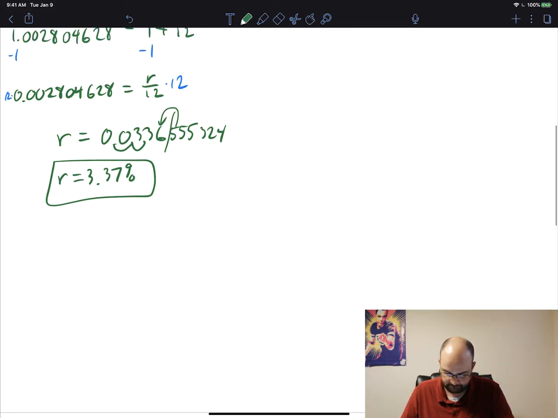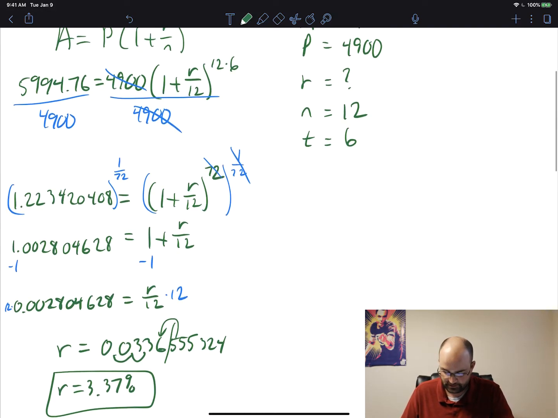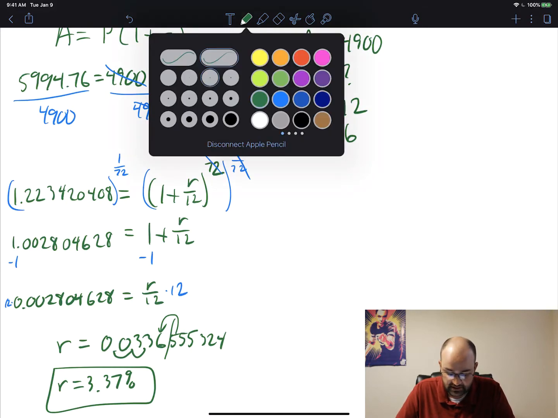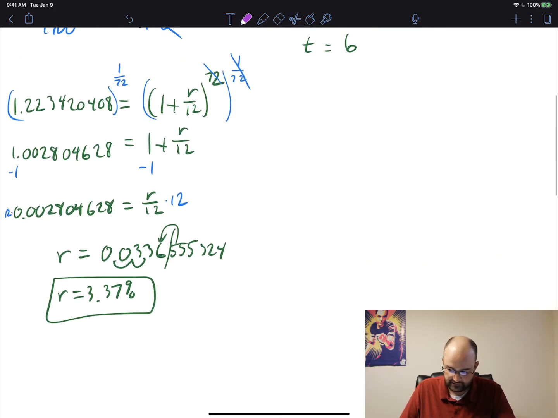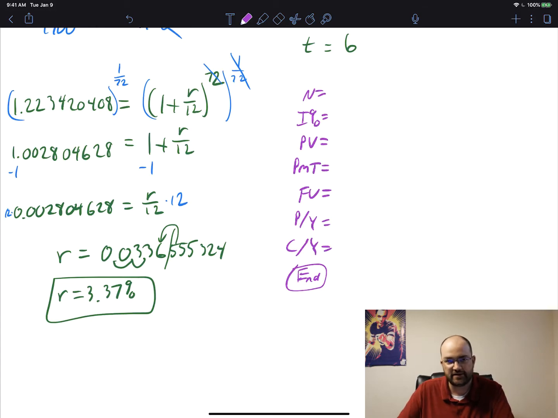Awesome. That's a lot of work. And there are a lot of places to mess up. So what I want to talk about is I want to go ahead and talk about the TVM solver, because the TVM solver actually offers us a very easy way of doing this. Now on the TVM solver, here's what we always see. N, I percent, PV, PMT, FV, P/Y, C/Y, and you should always have the end highlighted.